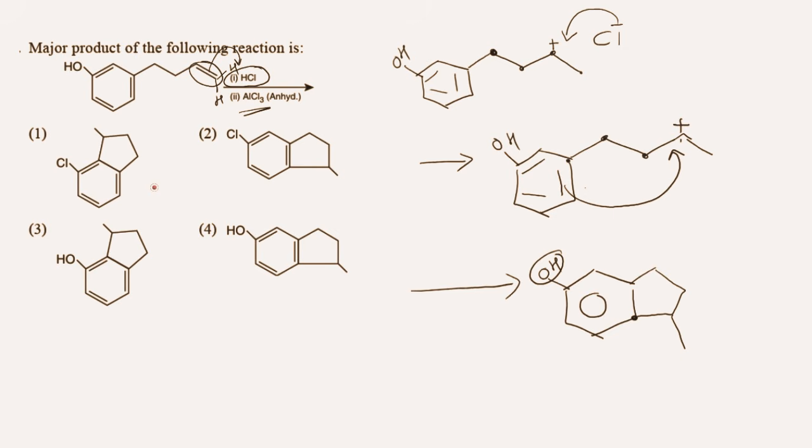So check here. This cannot be the product because the OH group cannot be replaced by chlorine because phenols will not undergo nucleophilic substitution easily. The aromatic nucleophilic substitution on the benzene ring is not easy. Therefore, both 1 and 2 are not correct products. Okay. Now, let's check for 3 and 4. As I told you, the para should be the position of the ring form. So that means what? This is the correct answer, not the 3.